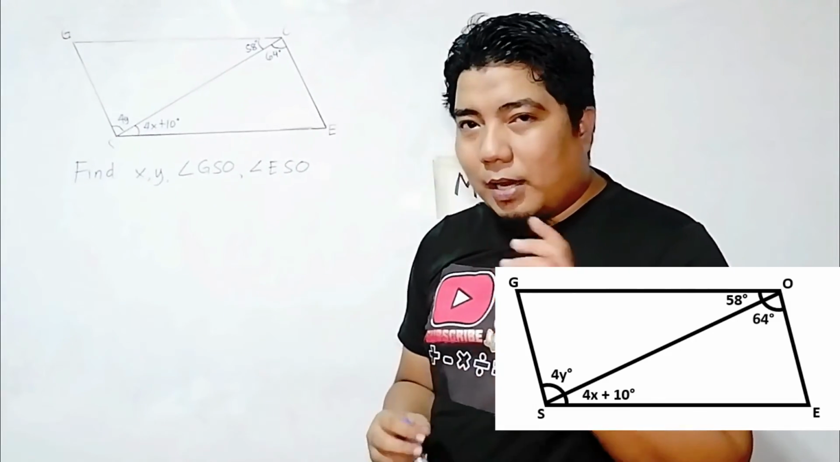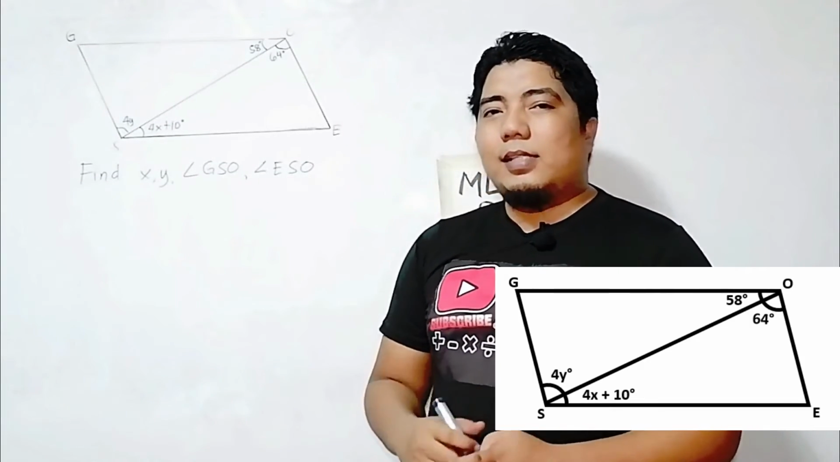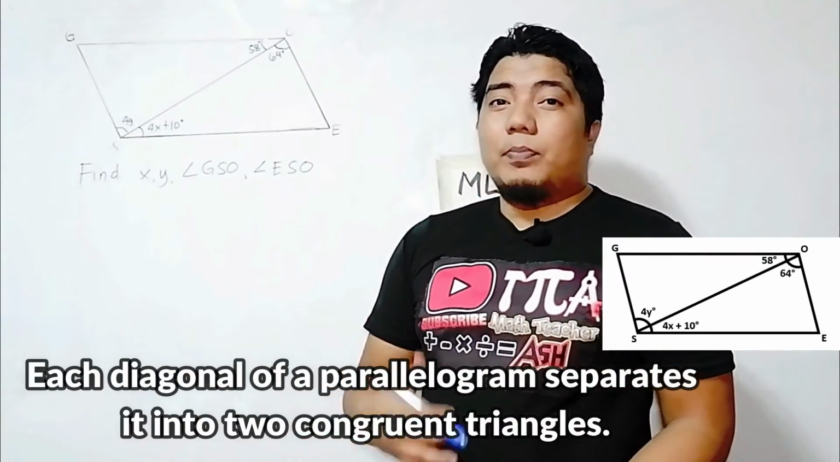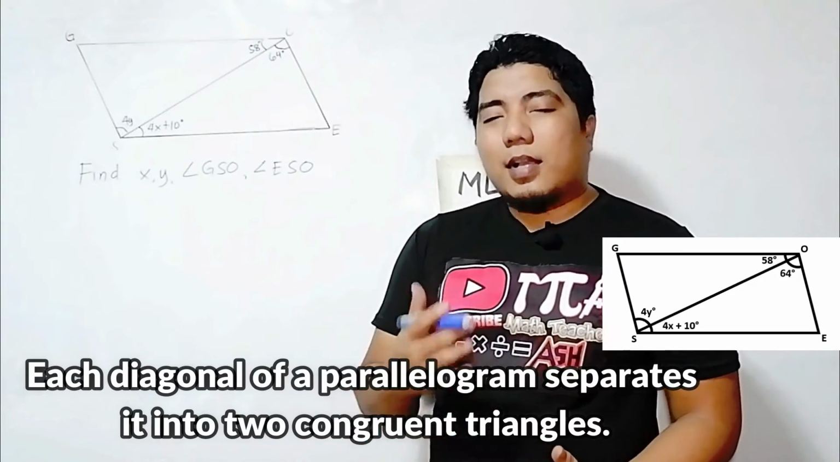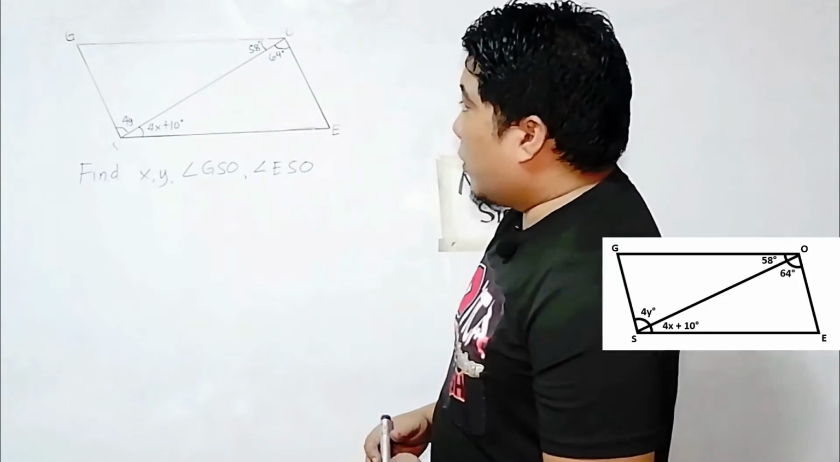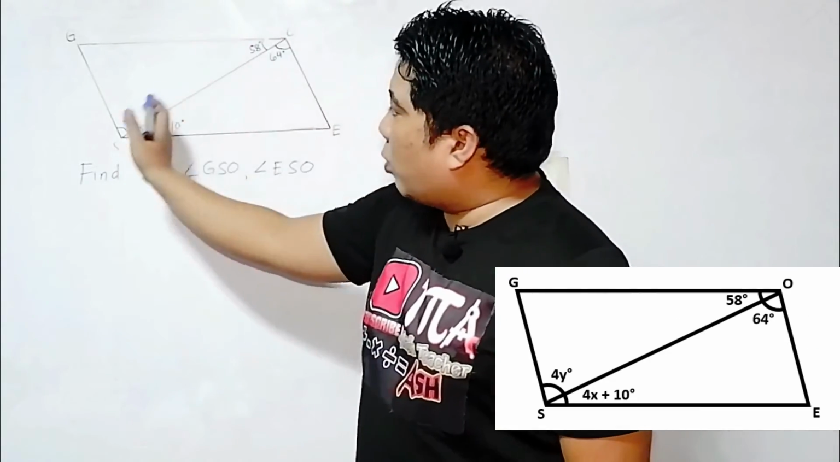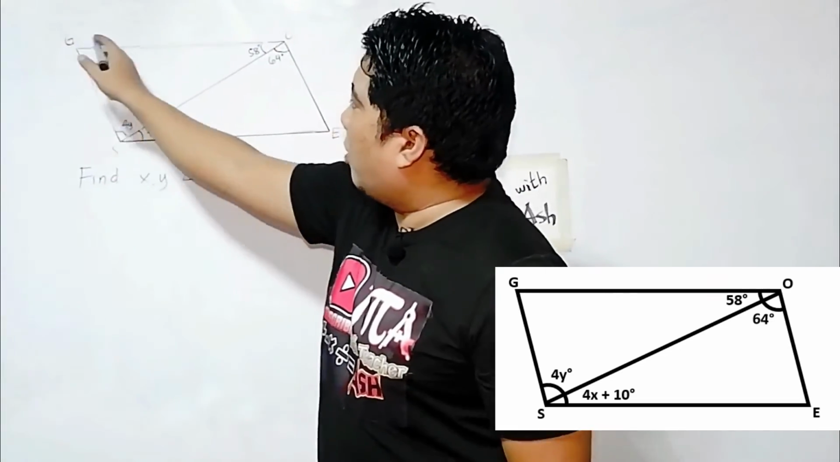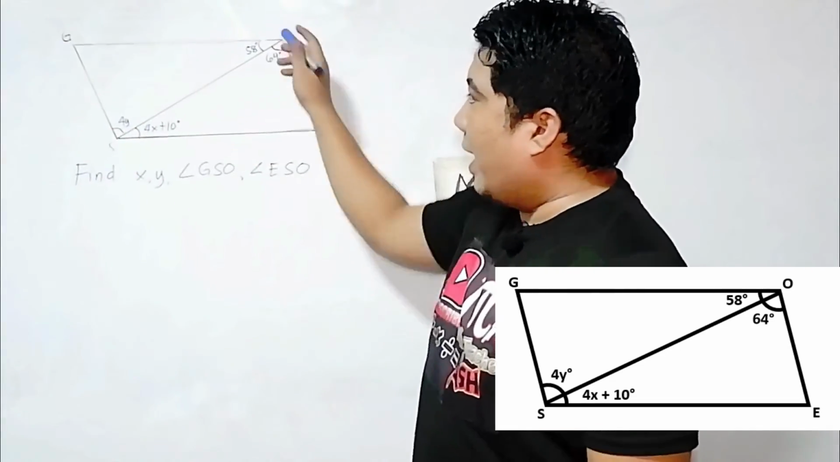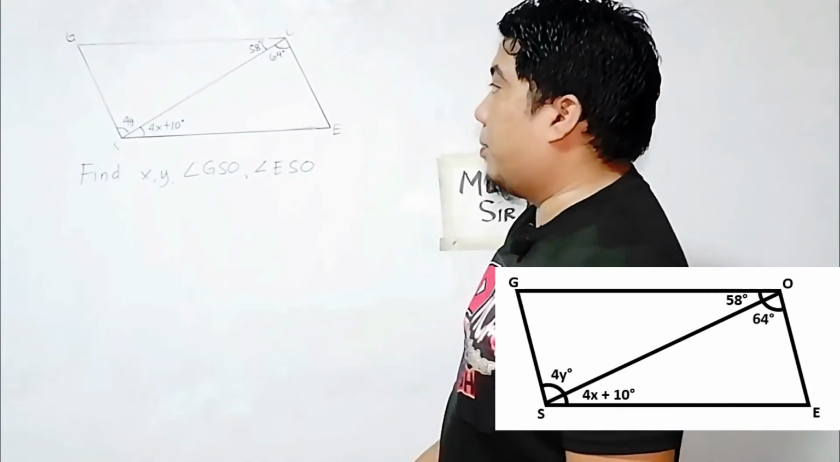Now, my dear math learners, remember the last property of parallelogram, and that is, in a parallelogram, each diagonal cuts the parallelogram into two congruent triangles. So as you can see, this is one diagonal. So by this one diagonal, we have formed two triangles. And these two triangles are congruent based on our property.